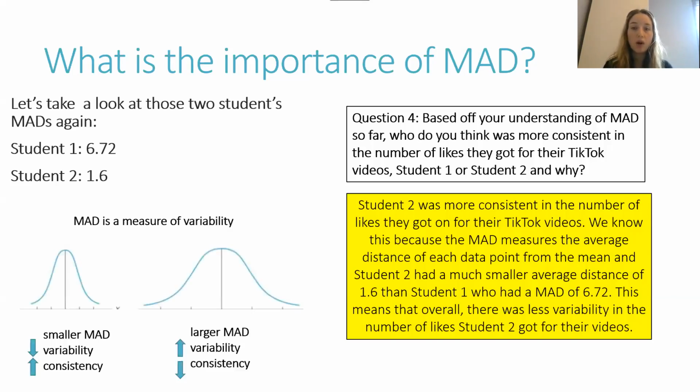If we look at this overall, we can see that MAD is a measure of variability, okay? If you look at the graph on the left-hand side, this graph has a smaller MAD. It's tighter together, and that means that there's a smaller amount of variability and an increase in consistency. Because the data points are close together, they're more consistent. Remember that variability and consistency have an inverse relationship. If you look at the graph on the right, on the other hand, this has a larger MAD. The points are more spread out, and so there's an increase in variability and a decrease in consistency for this one.